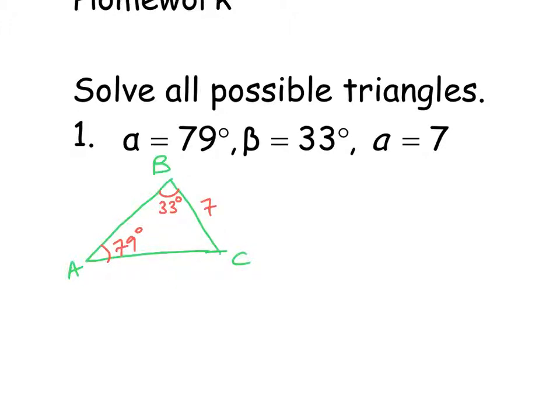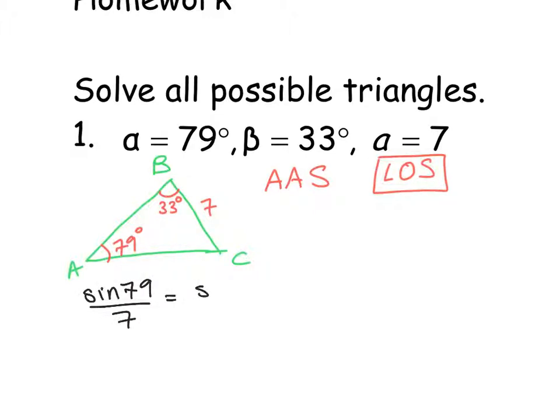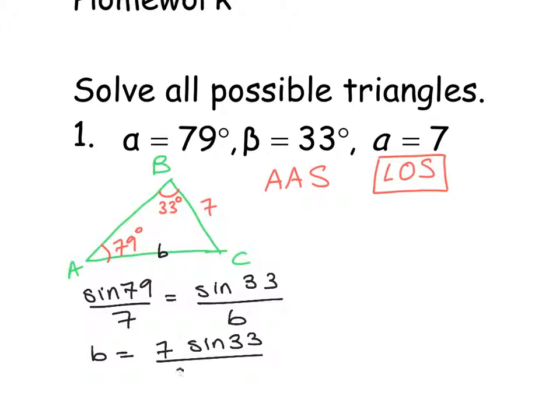Okay, so I have AAS. So I use law of sines. Besides, whenever you have an angle and an opposite side given, this is when you use law of sines. They want me to solve all of the triangles, so I'm going to start with that. So sine of 79 over 7 is equal to sine of 33 over b. So b is equal to 7 times sine 33 over sine 79.